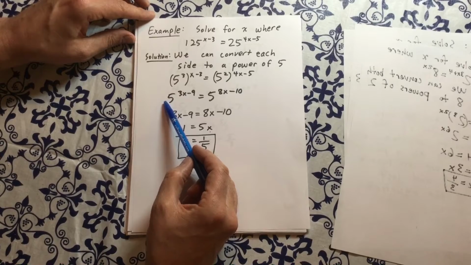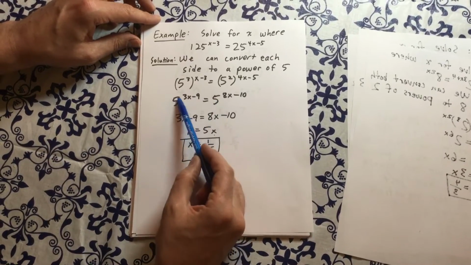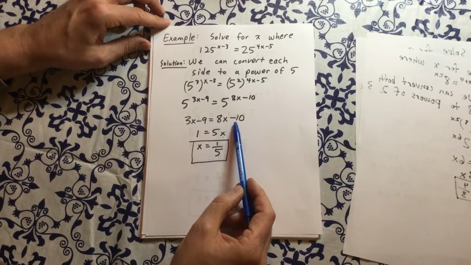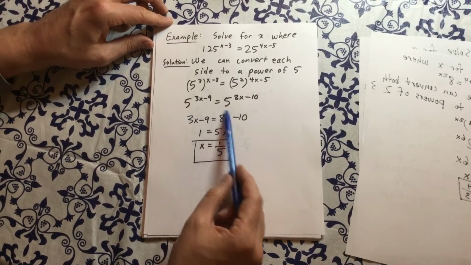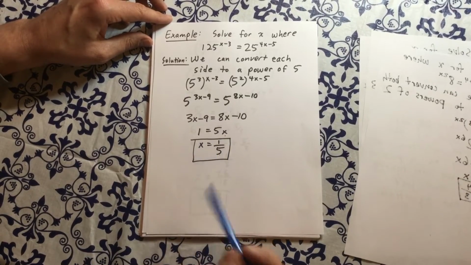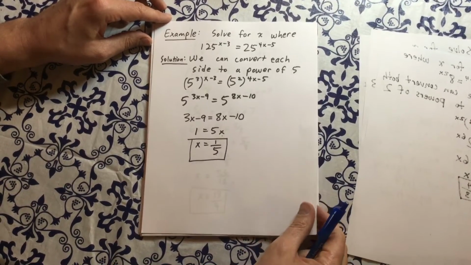Now we're entirely a power of 5 on both sides, so we can ignore the 5's. Say 3x minus 9 equals 8x minus 10. Add 10 to both sides and subtract 3x from both sides. We get 1 equals 5x, meaning x equals 1 over 5.